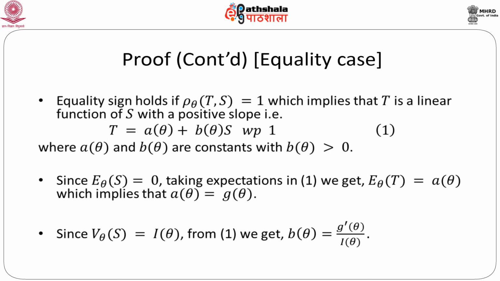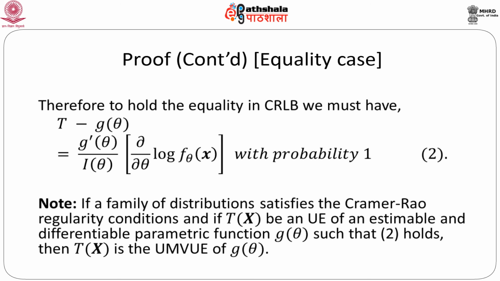Since the variance of S equals I(θ), we get b(θ) = g′(θ) / I(θ). Therefore, for equality to hold in the CRLB, we must have T − g(θ) = g′(θ)/I(θ) · ∂/∂θ log f_θ(x) with probability 1. We write this equation as (2). Note that if a family of distributions satisfies the Cramér-Rao regularity conditions, and T(X) is an unbiased estimator of an estimable and differentiable parametric function g(θ) such that (2) holds, then T(X) is the UMVUE of g(θ).